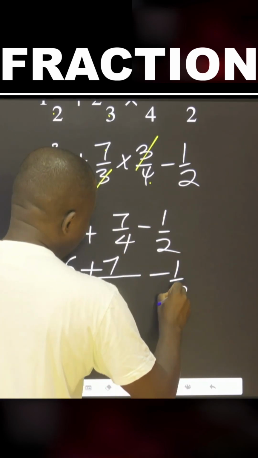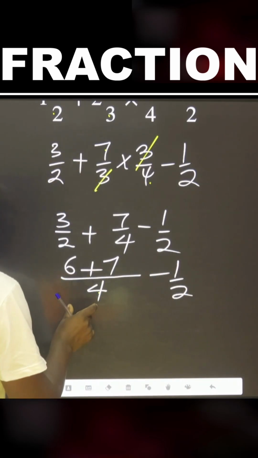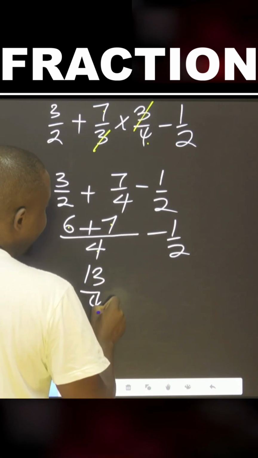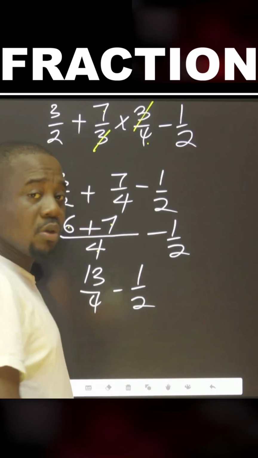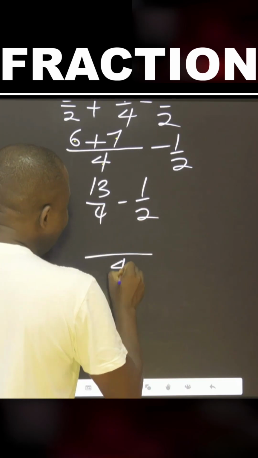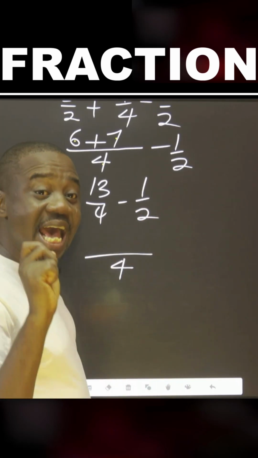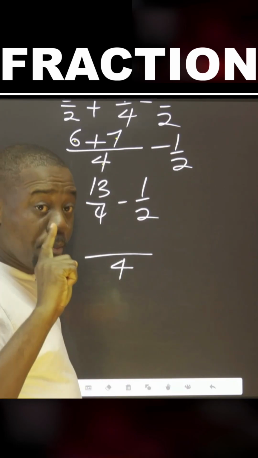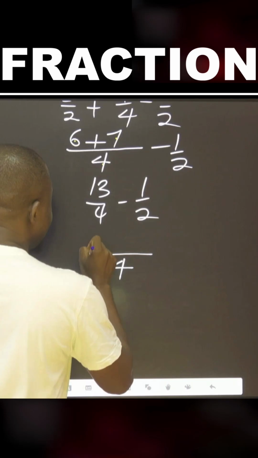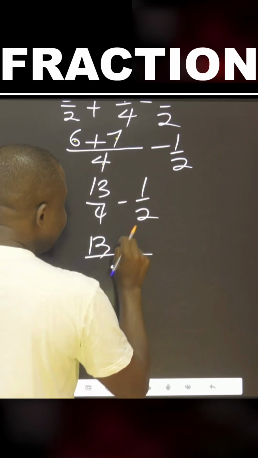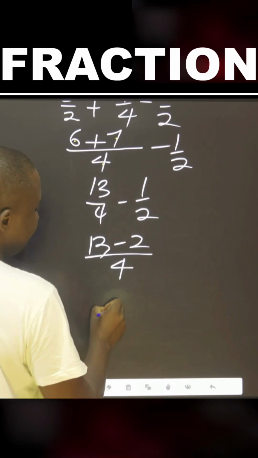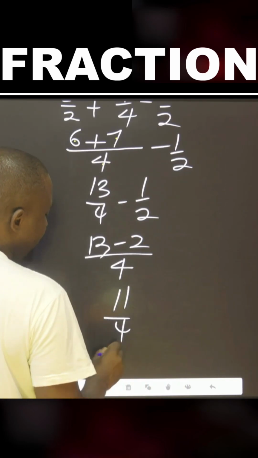Let's just leave this one. Okay? Let's work on this first. This plus this will give us 13. 13 over 4 minus 1 over 2. Okay? Now we can use the minus. Again, 4 as the LCM. 4 divided by 4 is 1. Multiplied by 13, you agree with me, is 13. This divided by this is 2. Multiplied by this is minus 2. It means we have 11 over 4.